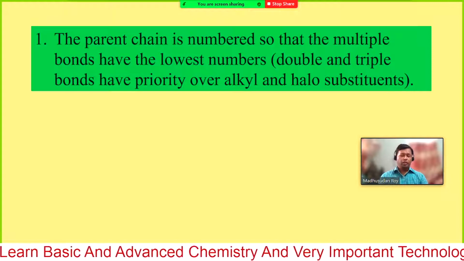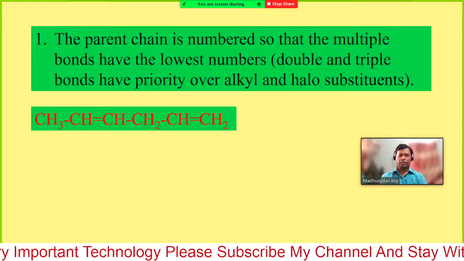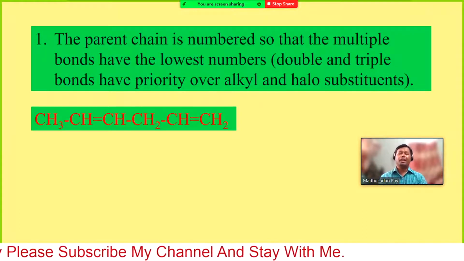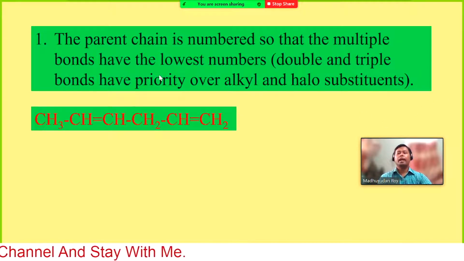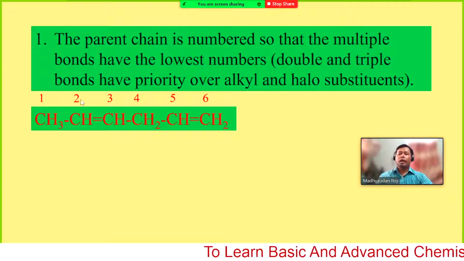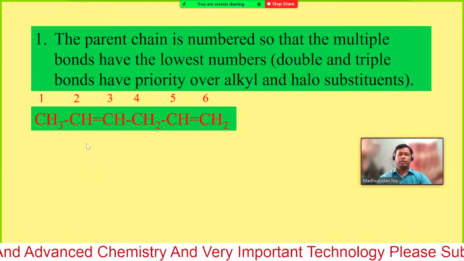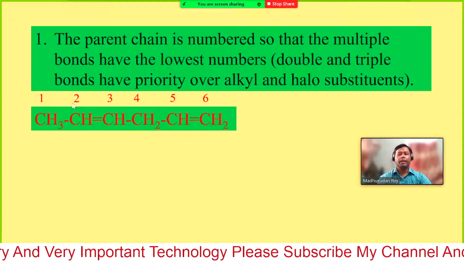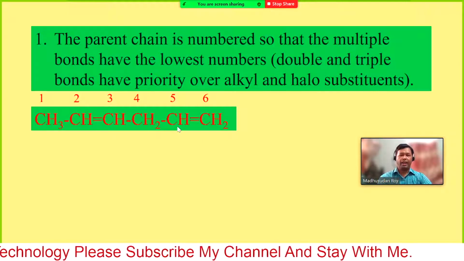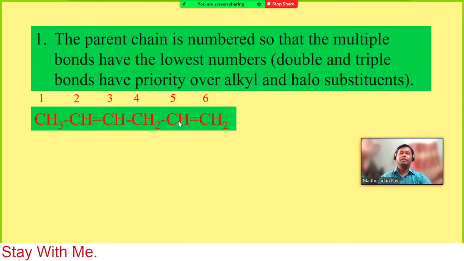So we need to think about the numbering. Let's take this compound and see how we can number the position of the carbons. Already I have shown you that the parent chain is numbered so that the multiple bonds have the lowest numbers. We have two double bonds, and if you number 1, 2, 3, 4, 5, 6 in this direction, the multiple bonds are in between 2 and 3, so we take 2, and in between 5 and 6 we take 5. The sum of the positions of the double bonds is 2 plus 5, that means 7.